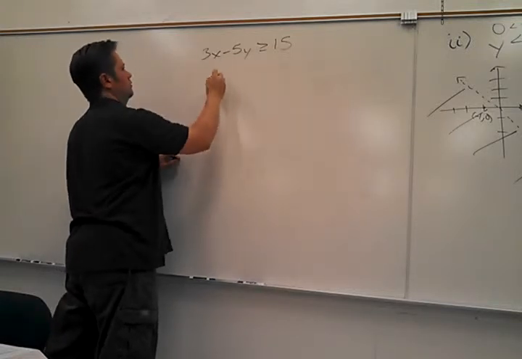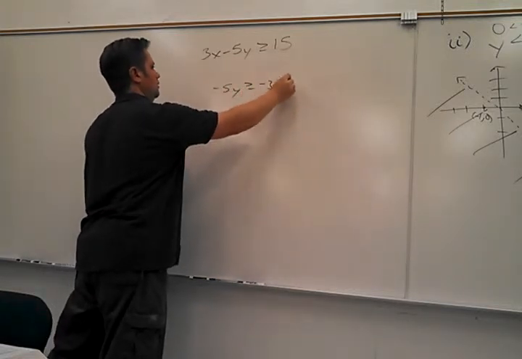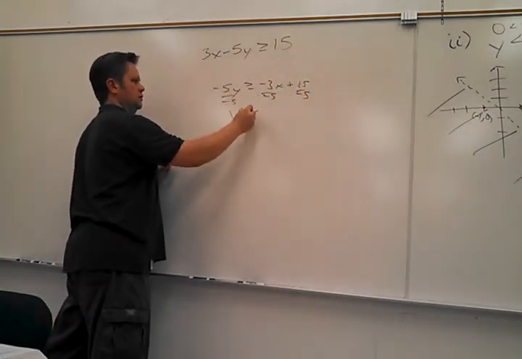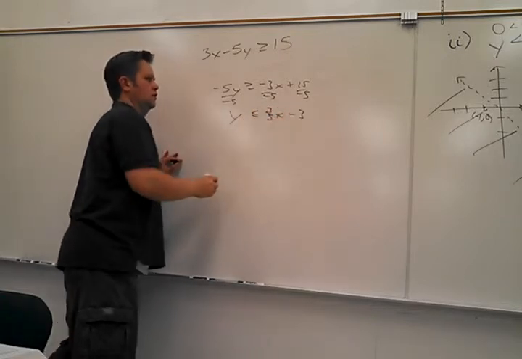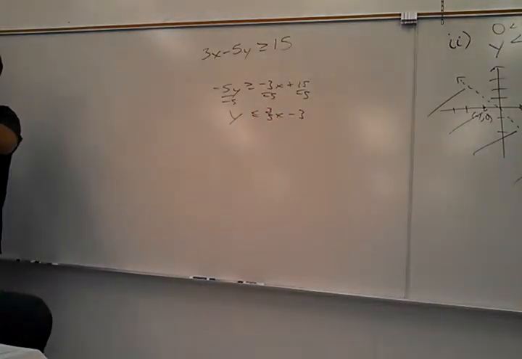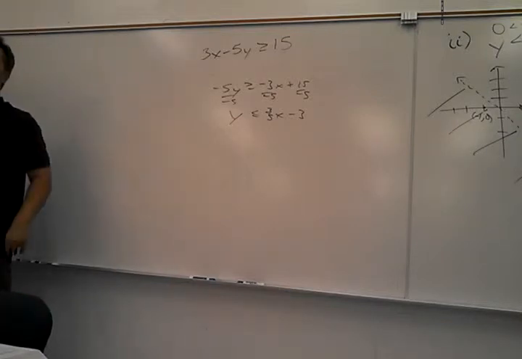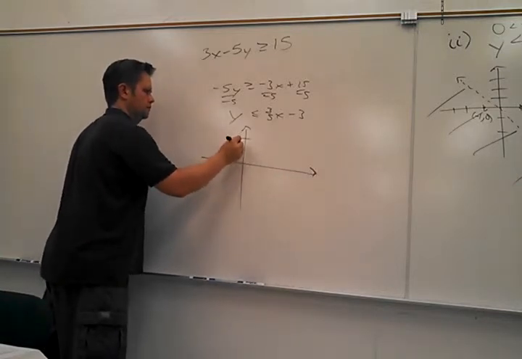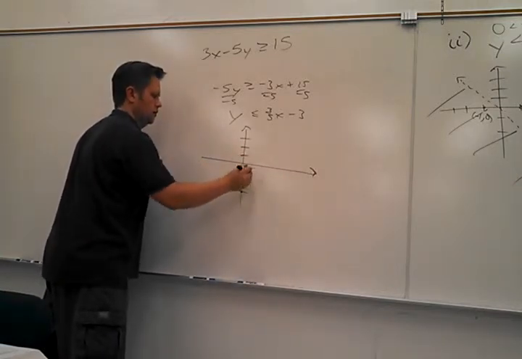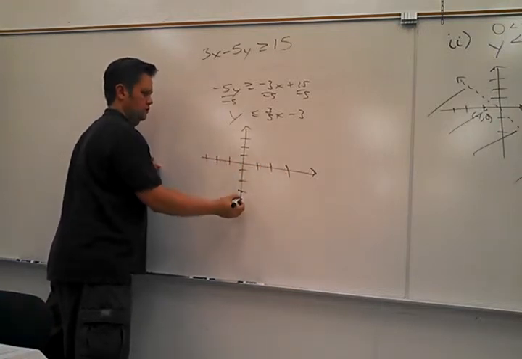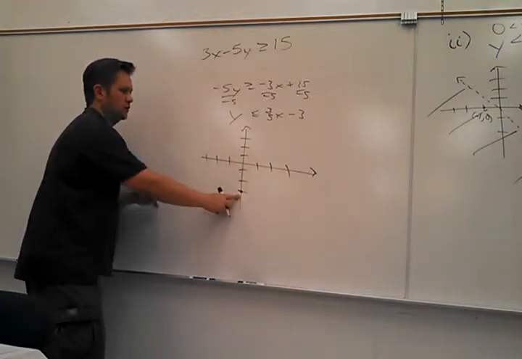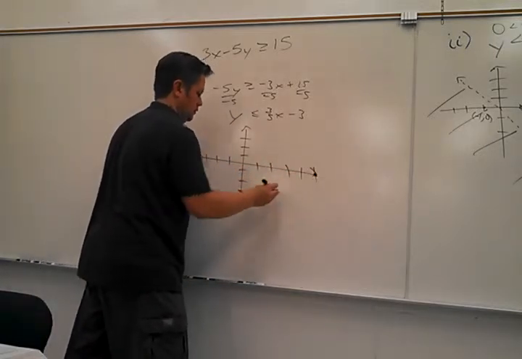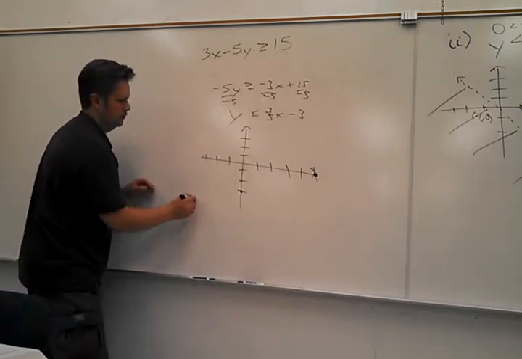Yeah, you can subtract the 3x, sure. Divide by the negative 5. And then you got to switch the sign. Then you graph the dividing line, and then you test a point. So now what do we know about that line? Yeah, the y-intercept is negative 3. What's it tell me to do? Y-intercept negative 3, and then it tells me to go up 3 over 5. What kind of line is it going to be? Solid.